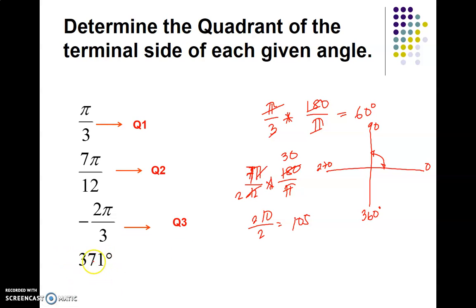How about given number 4? We have one revolution equal to 360 degrees, but the given is 371 degrees. So you are going to subtract 360 from 371, which will give you 11 degrees. Which quadrant is 11 degrees? Therefore, this one is in the first quadrant.